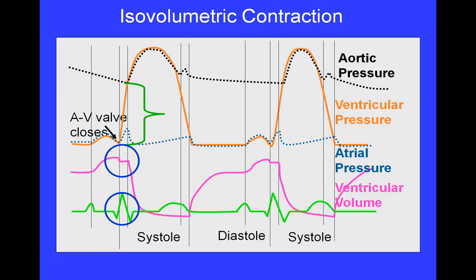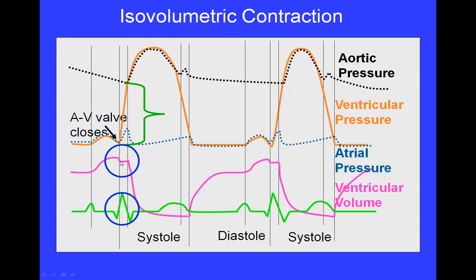yet opened. Also notice when that pressure increases, we're going to close the AV valve. So the valve in between the atrium and the left ventricle is the mitral or bicuspid valve. And when pressure increases in the ventricle, it should slam that valve shut. So we notice during that contraction phase, ventricular pressure goes up and that AV valve closes.